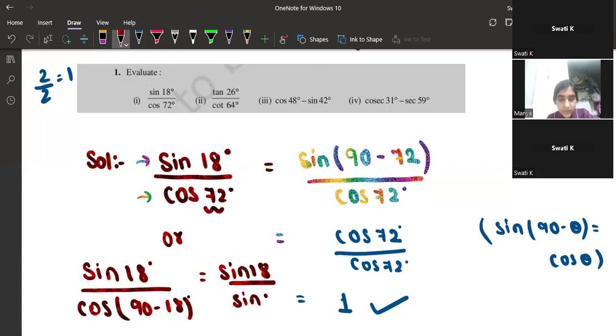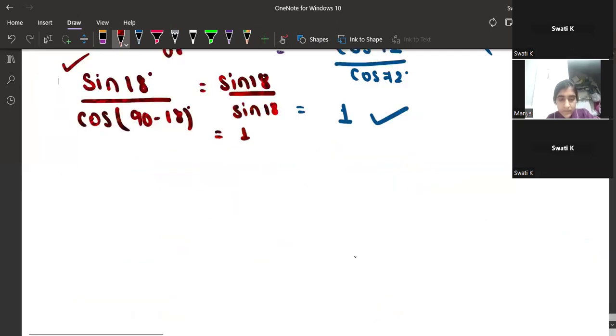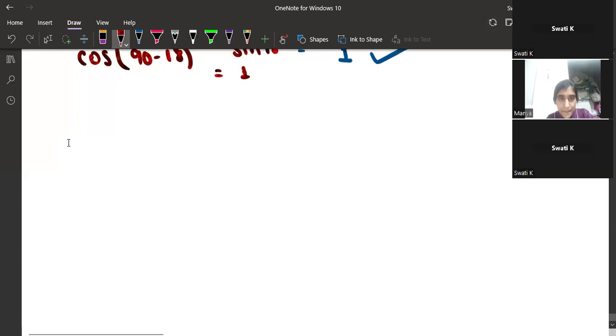Is there any query, Manya, related to this? Understood, right? Okay, if it is clear, let's go to the next question. And I'm sure next question you can do it on your own. So let's have a look at it.